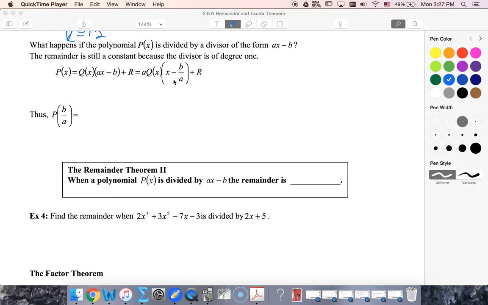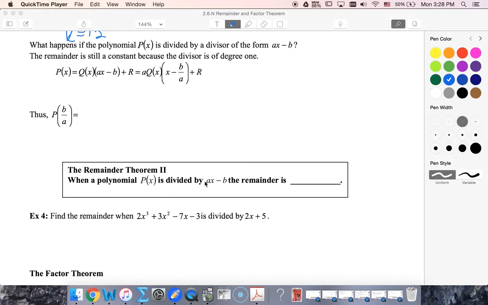plug in x minus b over a with my synthetic division, but then I would have to factor an a out of my quotient so that I could multiply it back in to end up with my ax minus b. That's always going to end up being true. And then if I look at plugging in p of b over a, notice that's going to be 0, and I'll still end up with just my remainder.